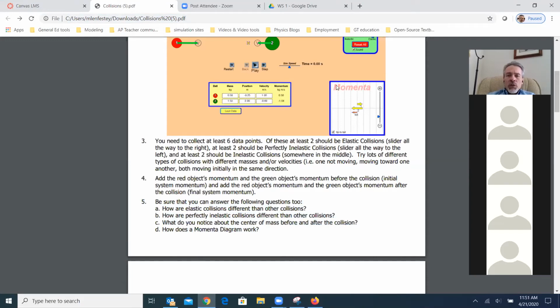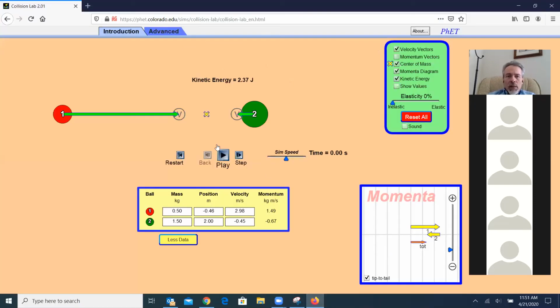I also want you to look at this momentum chart down here. This is kind of a conceptual tool, so you're going to try to figure out how that works. And then also, let me go back to this little X here for the center of mass. When you're doing collisions, I kind of want you to watch that X too. That's where the center of mass is, and I want you to see what happens to that as well.